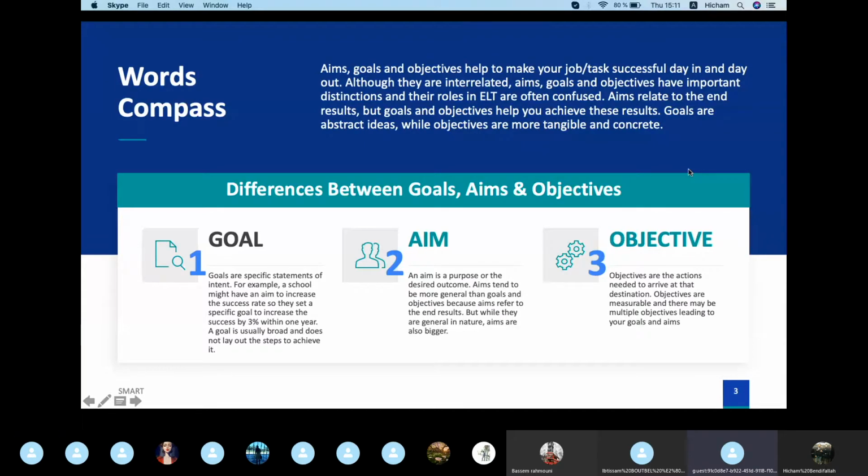It can be mentioned, as you said, it's the purpose or the desired outcome, and it's bigger than the objective or the goal. So it's something that can be specified at the beginning of the year. Like by the end of the year, I would like my students to be able to write or speak or do something.